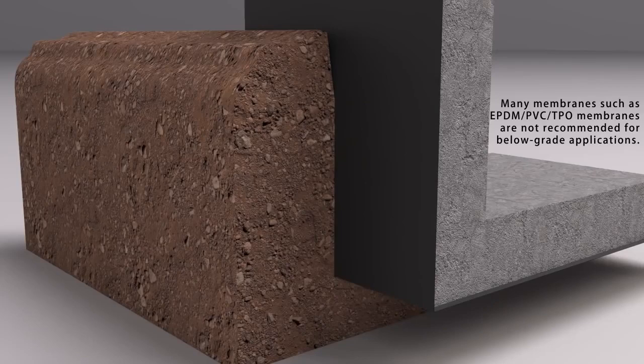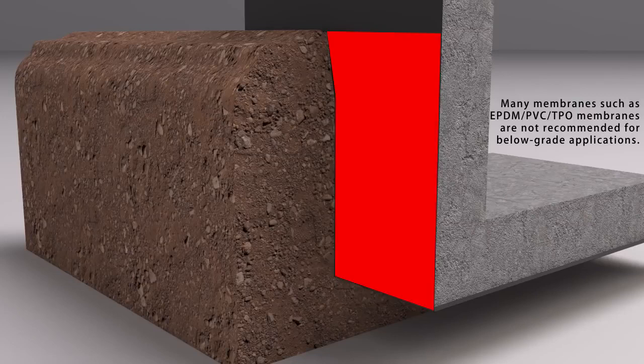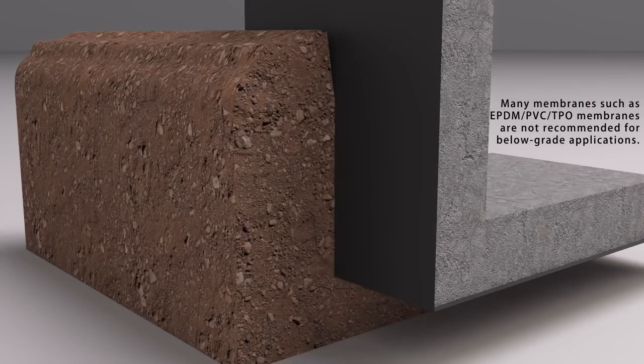For membranes to be considered for underground waterproofing applications, international standards require the membrane to be fully adhered to the substrate. Many membranes, such as EPDM, PVC or TPO membranes, are mechanically bonded to the concrete surface and thus are not recommended for below-grade applications.